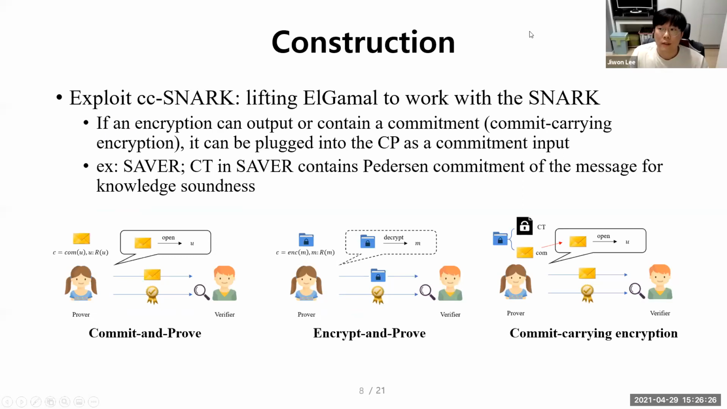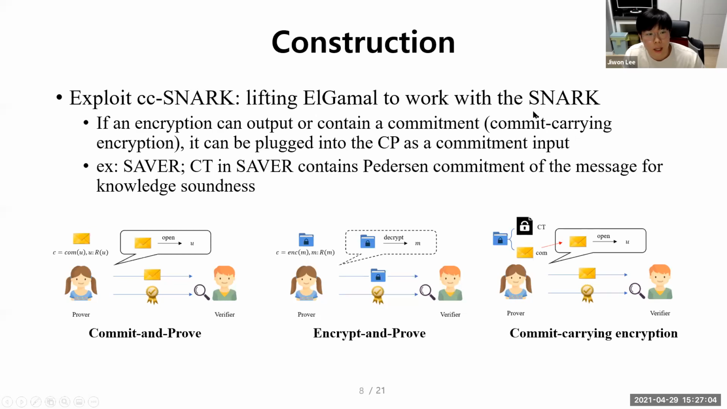So I hope everybody agrees now that Encrypted Improve could be quite useful for some applications. So let's see how this can be constructed as a real protocol or working scheme. One existing way is to exploit the commit-carrying SNARK, by lifting the existing algebraic encryption to work with the SNARK. More precisely, if an encryption can output or contain a commitment, which is a commit-carrying encryption, then this commit-carrying encryption can be plugged into the commit improve as a commitment input.